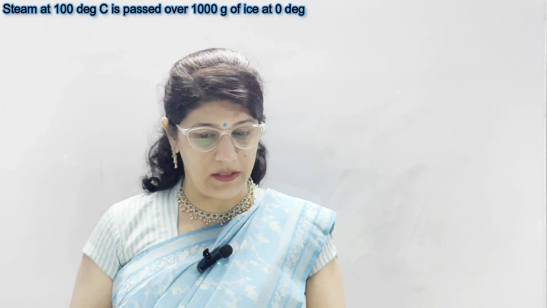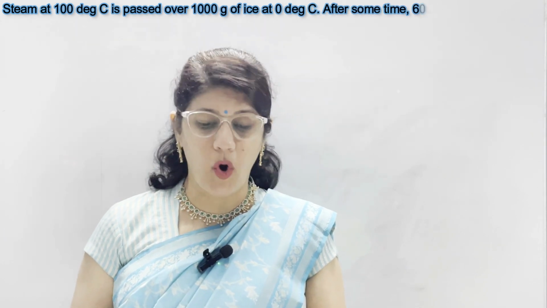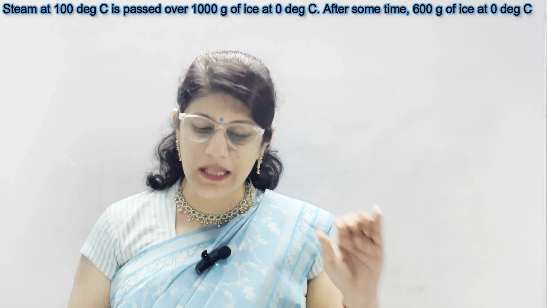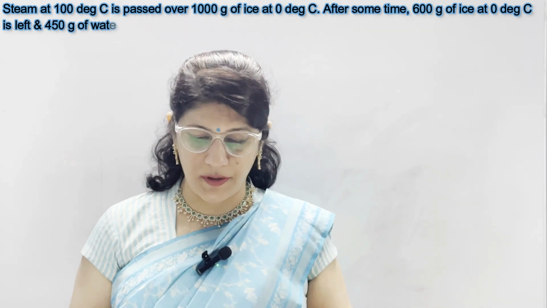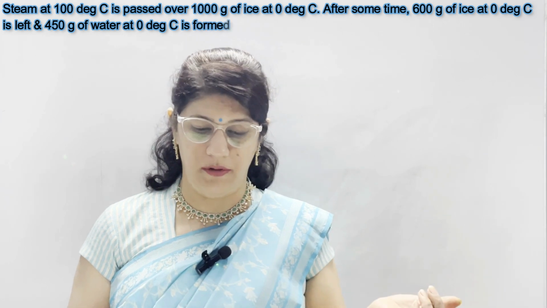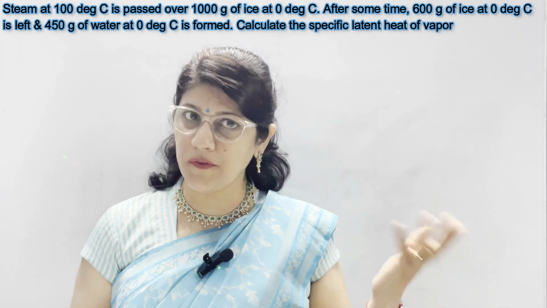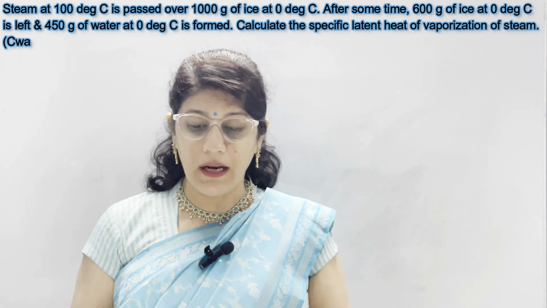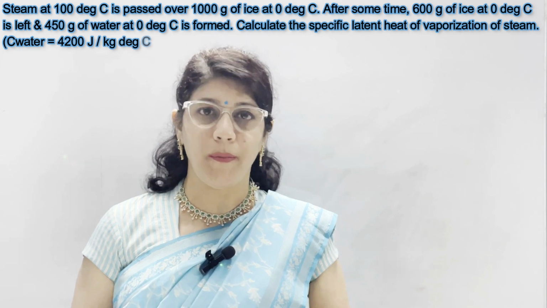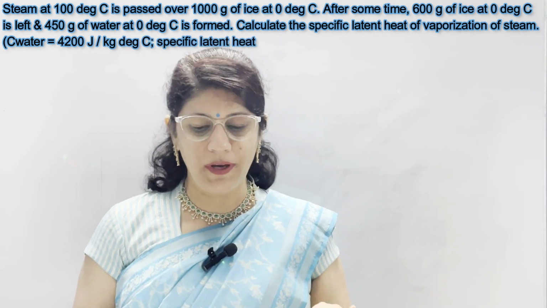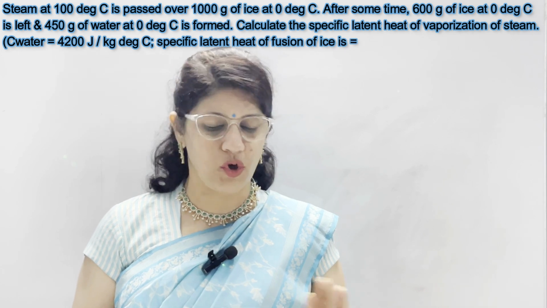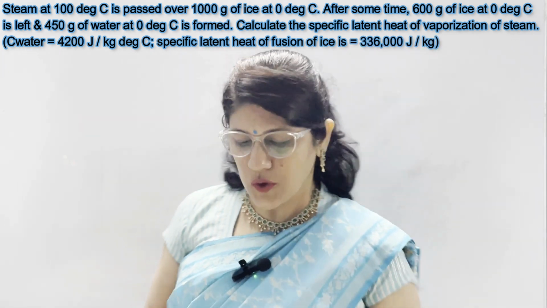A little bit twisted numerical now. Steam at 100 degrees Celsius is passed over 1000 gram of ice at 0 degrees Celsius. After some time, 600 gram of ice at 0 degrees Celsius is left and 450 gram of water at 0 degrees Celsius is formed. Here, in this question, neither of the masses is given directly, neither of steam, nor of ice, nor of water. Calculate the specific latent heat of vaporization of steam, and specific latent heat of fusion of ice is given as 336,000 joule per kg.